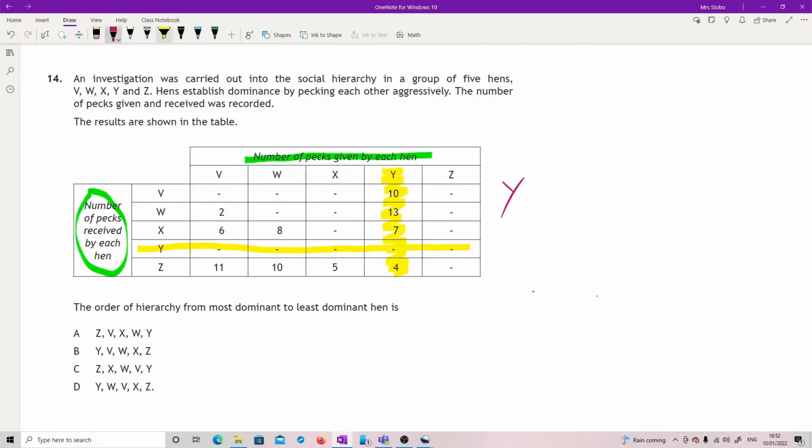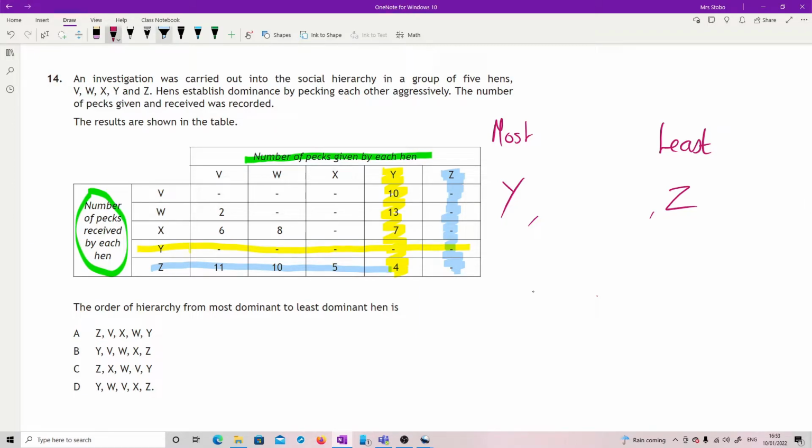Okay, and then if we look for the other end of the spectrum, I feel quite sorry for Z. Here's Z. Z did not peck anybody else, but took a battering off everyone. So the low level of this one is Z at the far end. So we've got most and we've got least. To fill in the blanks in between, what we're looking for is the next levels of that.